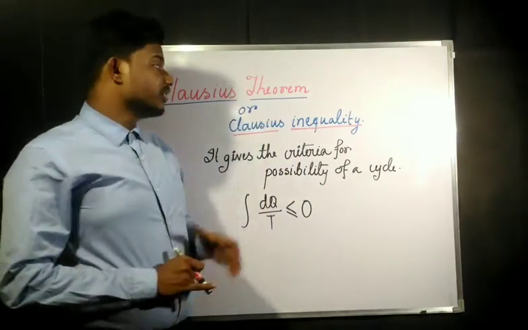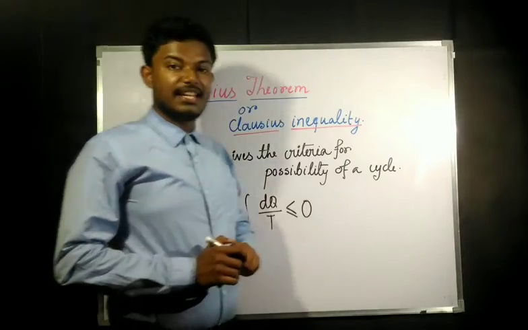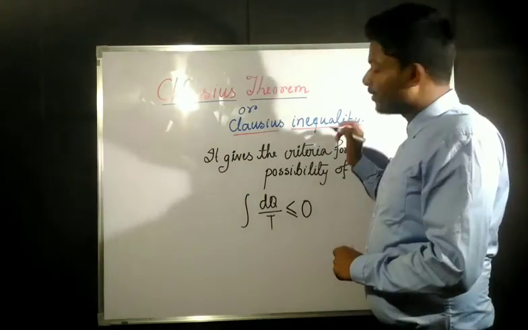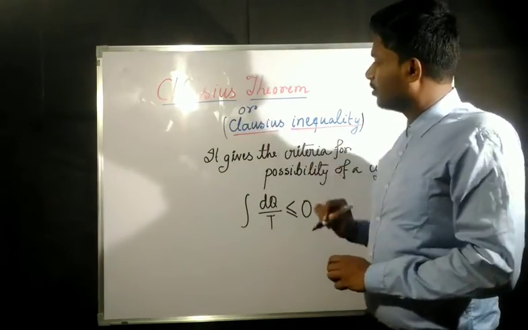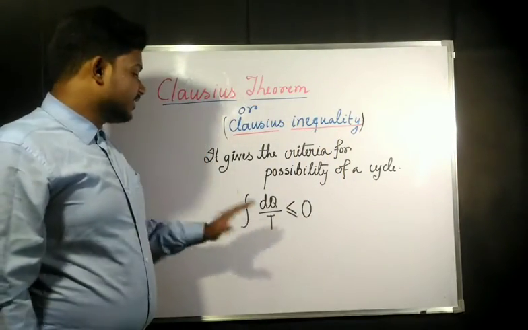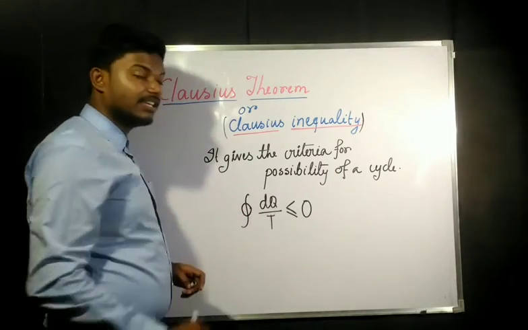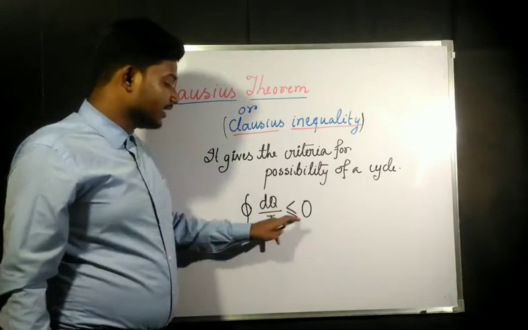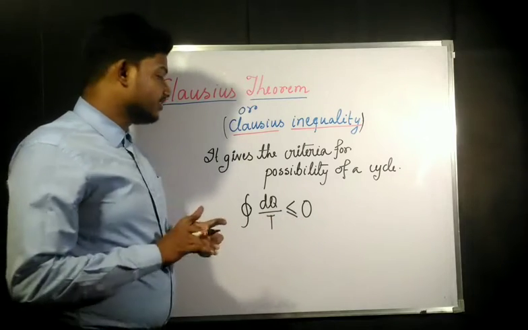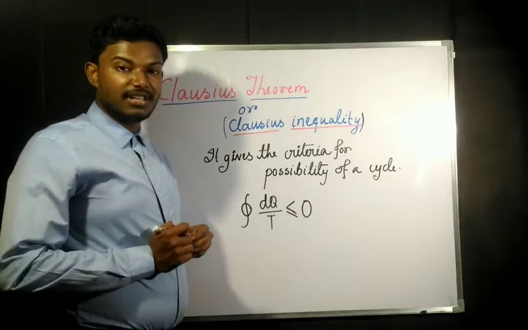So the next thing we are going to read is Clausius theorem or Clausius inequality statement. In Clausius inequality theorem, what does he say? He says that the cyclic integration of dq by t is going to be less than or equal to 0. Now this equation gives us the criteria for possibility of a cycle.